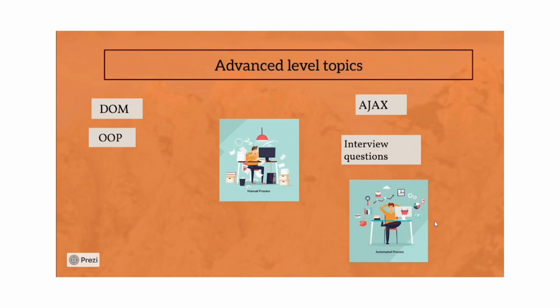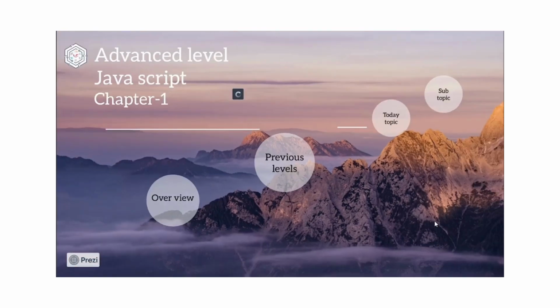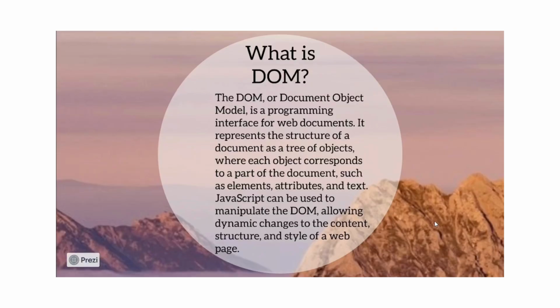So now in our first chapter, we are going to discuss the DOM concept in JavaScript. Let me explain first of all what is JavaScript DOM. DOM has the full form Document Object Model, and it is a programming interface for web documents, and it represents the page so that programs can change the document structure, style and content. So that means it is similar to HTML.